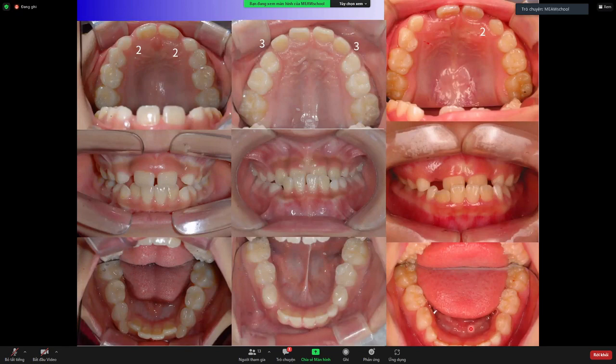In this class 3 patient, there is no crowding in the lower arch. However, in the upper arch, we can see some crowding. In some cases, we can see some slight anterior crowding in the lower arch. However, in the upper arch, we can see severe anterior crowding.